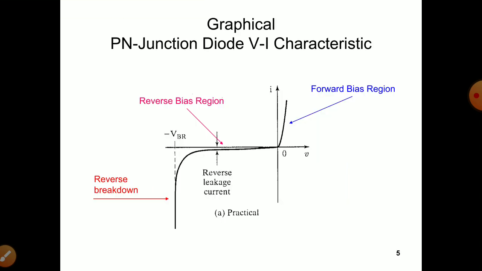Next, the graphical representation of the p-n junction diode characteristics. For any switch, not only a diode, we have to study its characteristics. If you know the characteristics of a particular switch, then we can use it for different applications based on how it behaves when the supply voltage and currents are applied.